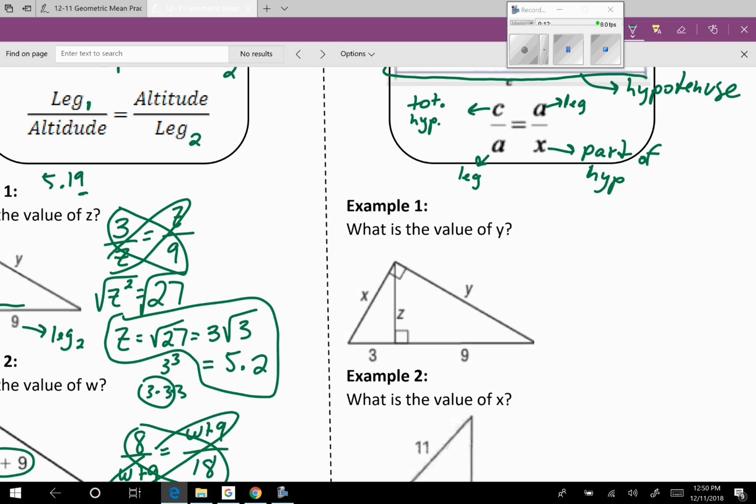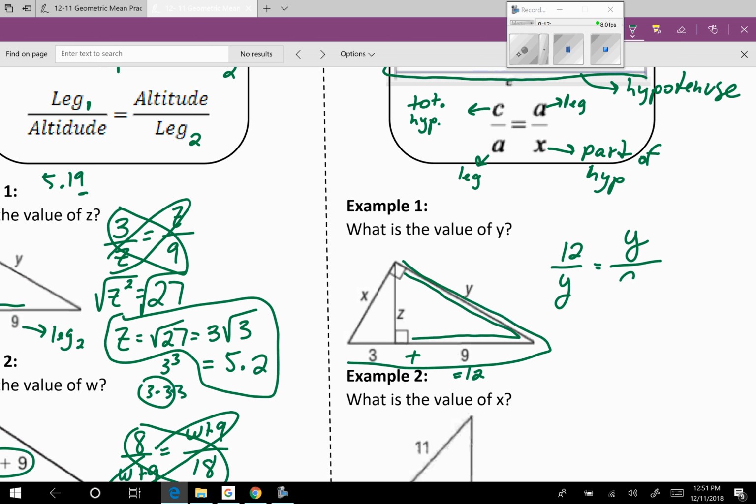So what is the value of Y? We're going to compare Y to the whole hypotenuse. The whole hypotenuse is 9 plus 3, which is 12. So we have 12, the whole thing, compared to the leg that we want to find, that's Y. Now we do Y and compare it to the part that it's attached to. What is Y attached to? The part that's 9. So we put Y over 9.